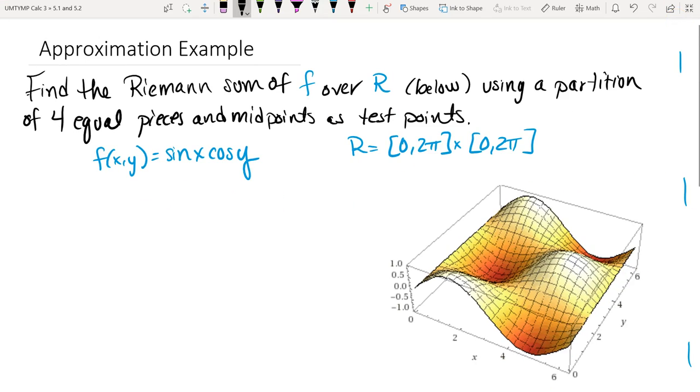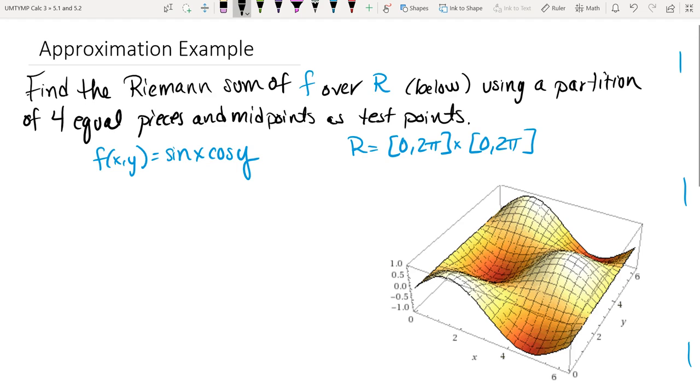And I actually got ahead of myself. Let's go back up and do an example first before we talk about existence of a double integral. Okay, so here's a certain function over a certain region, and it says find the Riemann sum using a partition of 4 equal pieces and midpoints as test points. So this is very helpful.